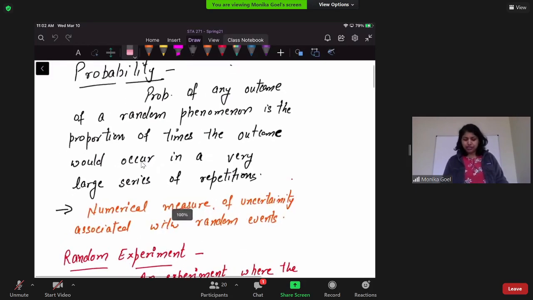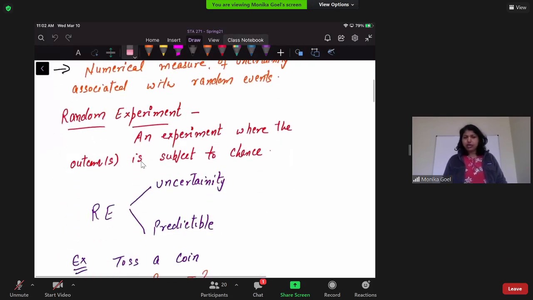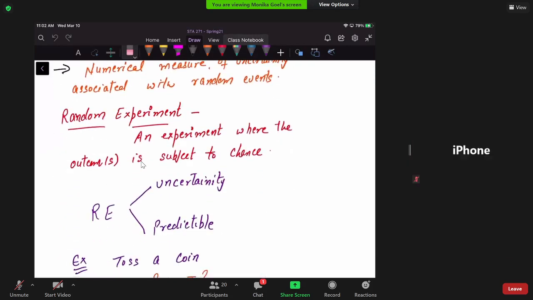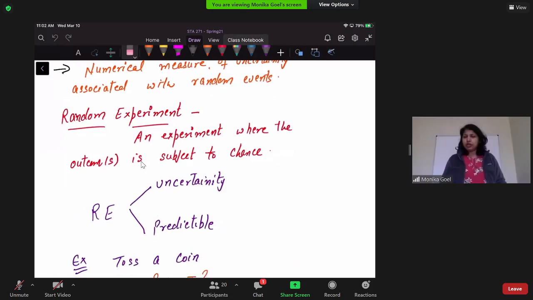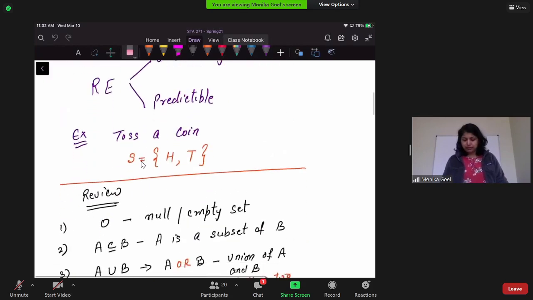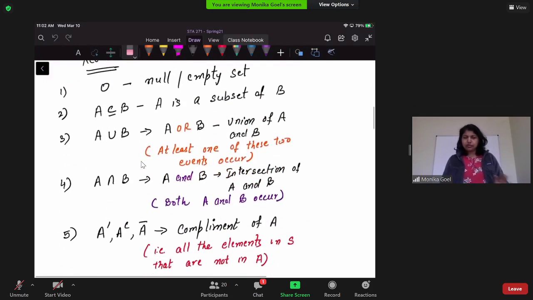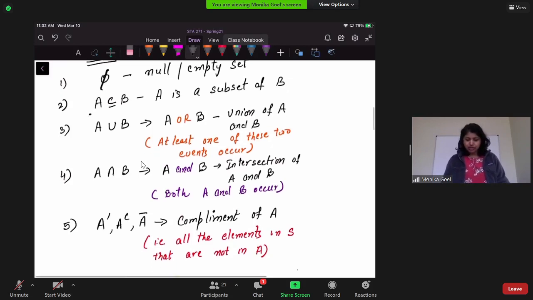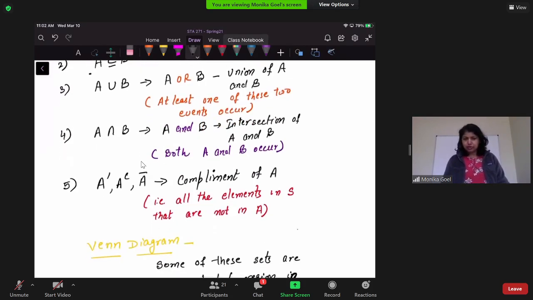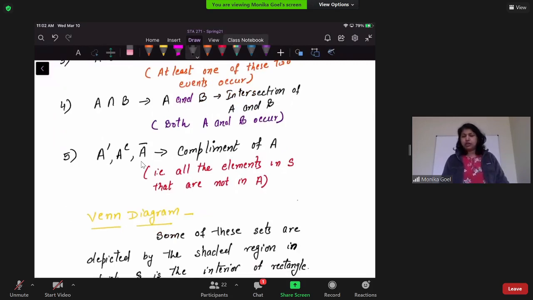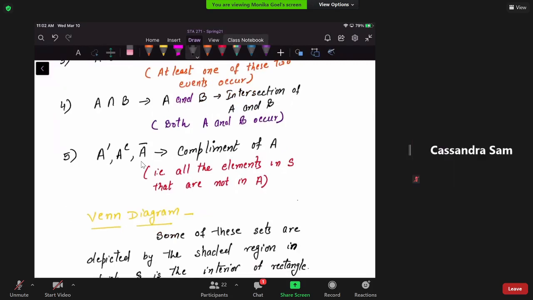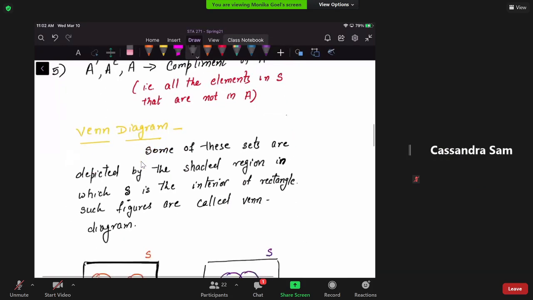We talked about the definition of probability, what is a random experiment, and when we talk about a random experiment, we are talking about predictable outcomes, but we don't know which way they will come. And this is the review of some set theory that we learned. The empty set, null set. And this is called your subset, union, intersection, complement. We talked about all this in the previous two classes. So just want to go over this.